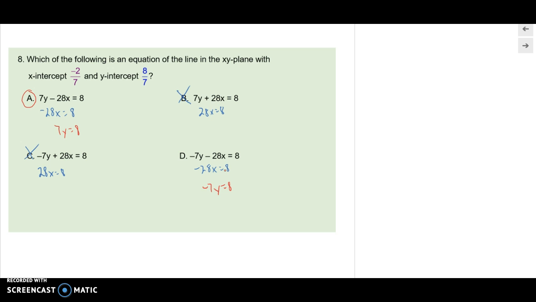And so that's how we might use intercepts. If you're looking for the x-coordinate or the x-intercept, the y-coordinate is 0. If you're looking for the y-intercept, the x-coordinate is 0, and so on.